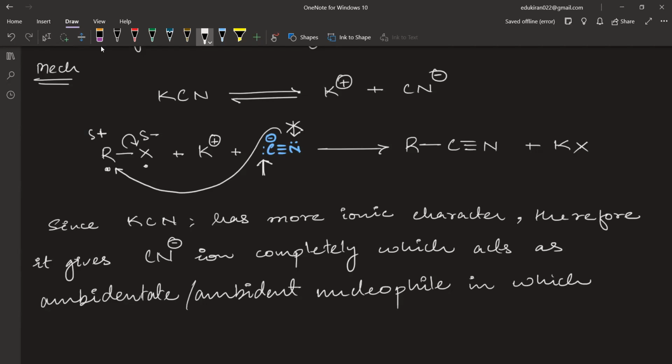Okay, since KCN has more ionic character, therefore it gives CN negative ion completely, which acts as ambidentate nucleophile. Okay, ambidentate means it can attack from both carbon or nitrogen. So it has two attacking sites, two different atoms which can attack. Please remember, what are ambidentate or ambident nucleophiles? The nucleophiles which can attack from two different atoms, एक carbon है दूसरा nitrogen है.